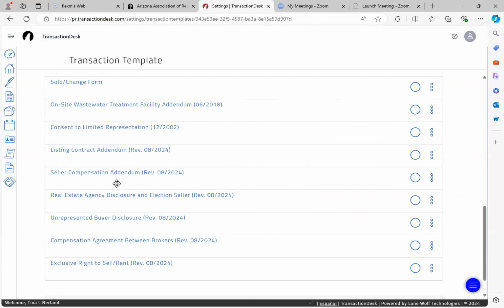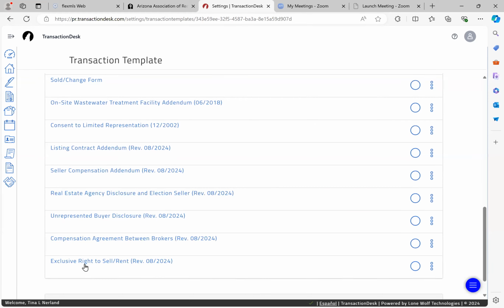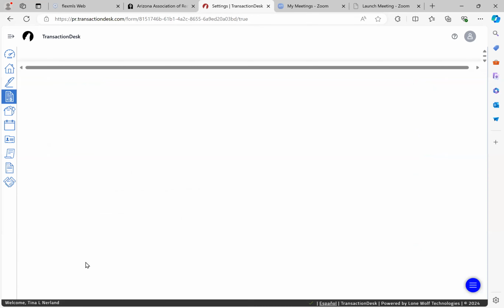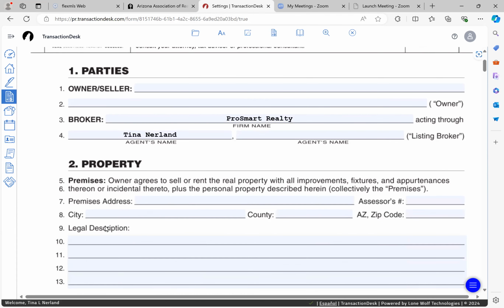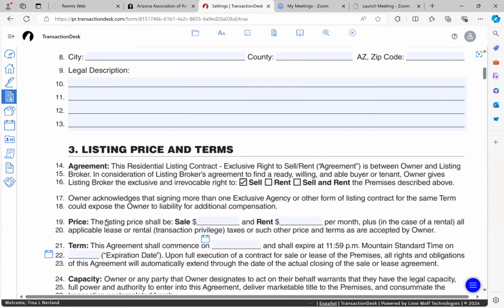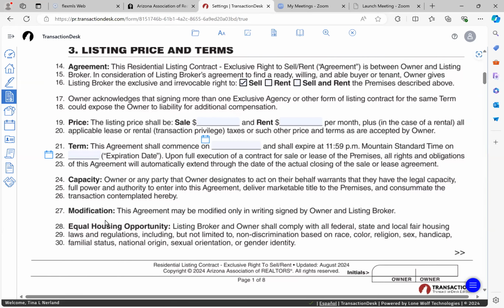The last form that we are going to be reviewing tonight, and it will not be a full review of it because again, we've reviewed this document. I'm only reviewing the changes. And that is the residential listing contract, exclusive right to sell. A lot of it is the same, so I'm just going to go to the area that is not the same. So hold on, we have a question.